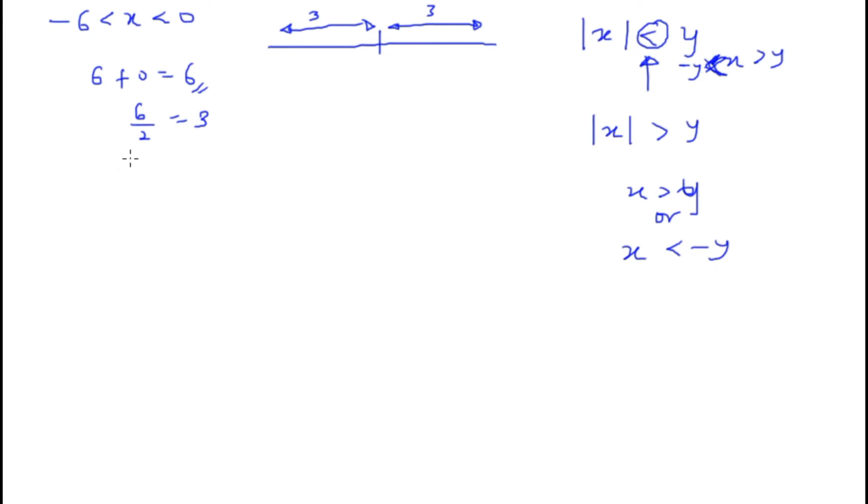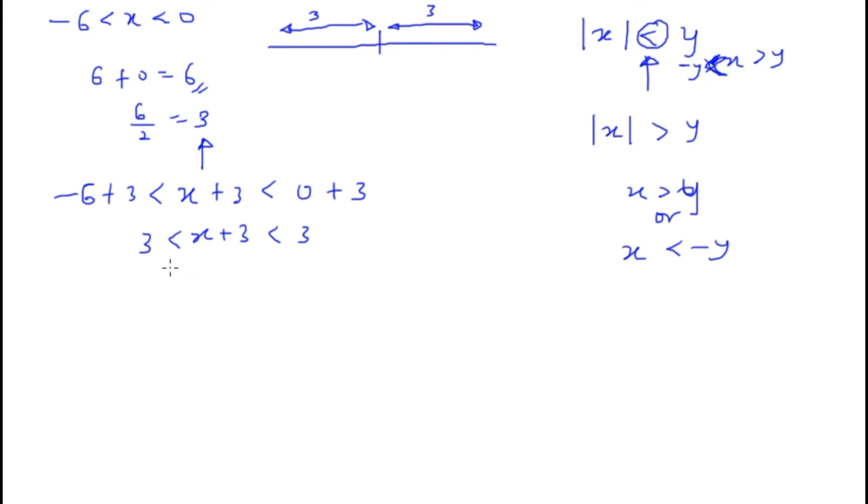Now to get that, I just need to add 3 to both sides. Whatever result I get right here, I need to add it to both sides of the inequality. So I'll have -6 plus 3 less than x plus 3, then less than 0 plus 3. So I'll have x plus 3 greater than -6 plus 3, which is supposed to be -3, and less than 3. So this is the inequality.